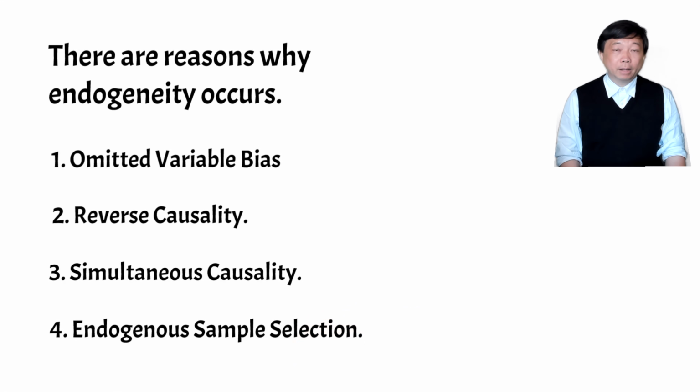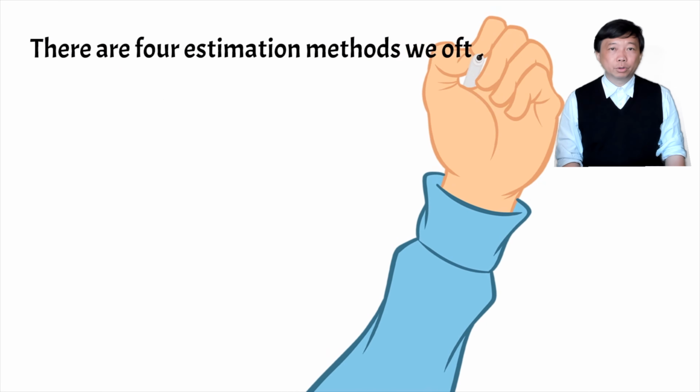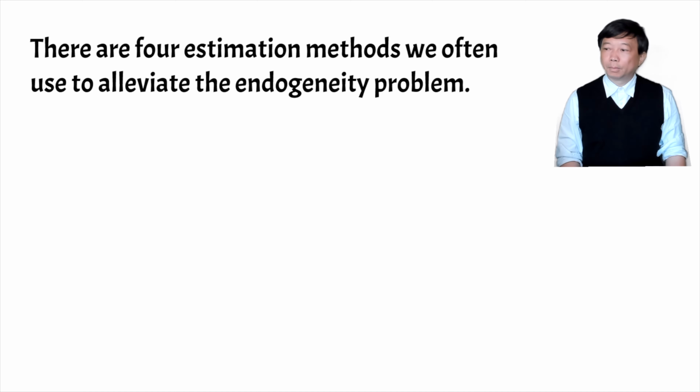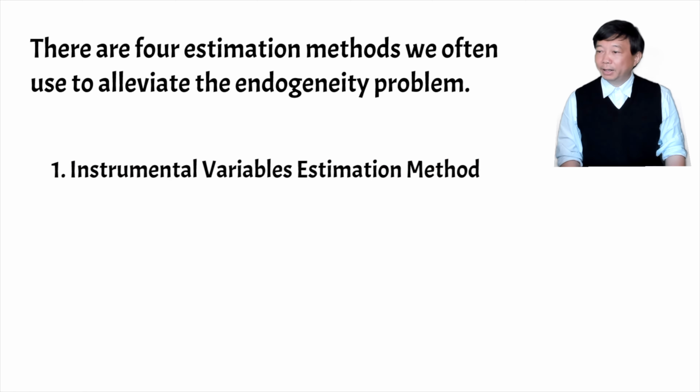Alleviating the endogeneity problem is usually the priority in our research. There are four major methods we often use to solve the endogeneity problem. The most popular approach is the instrumental variables estimation method.